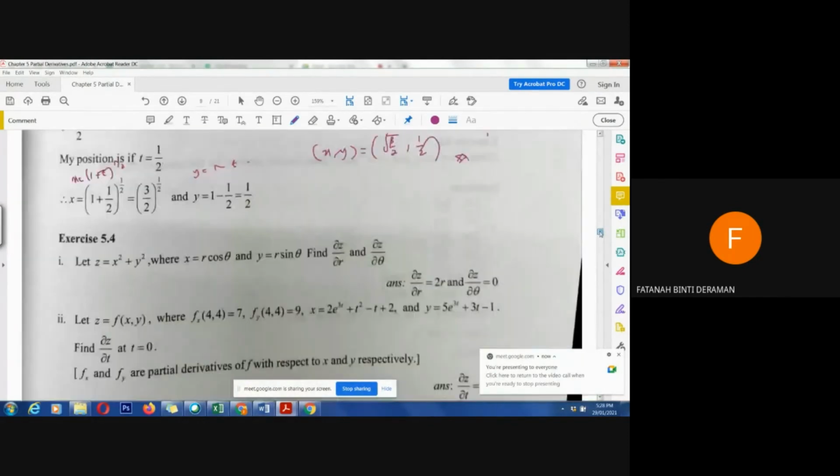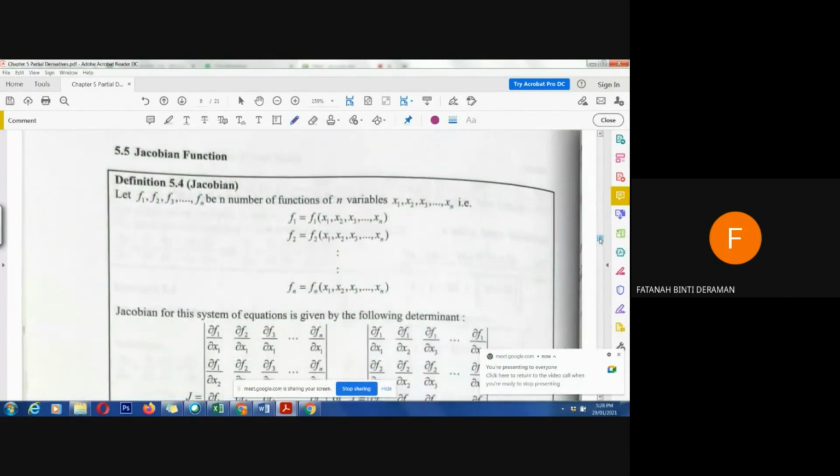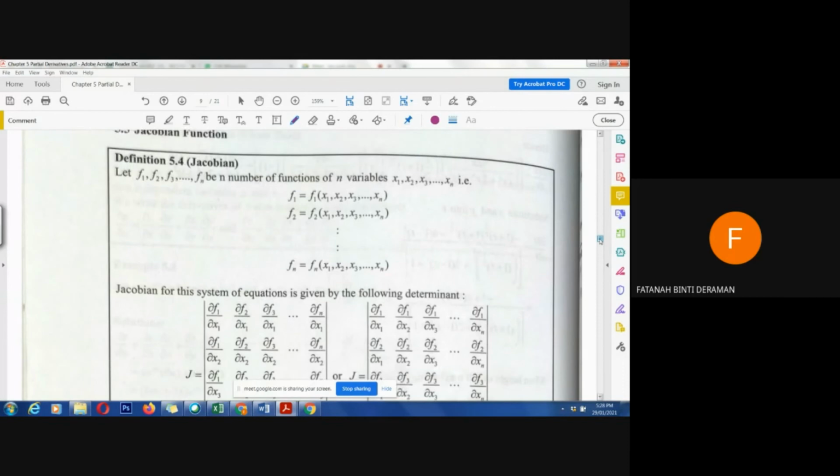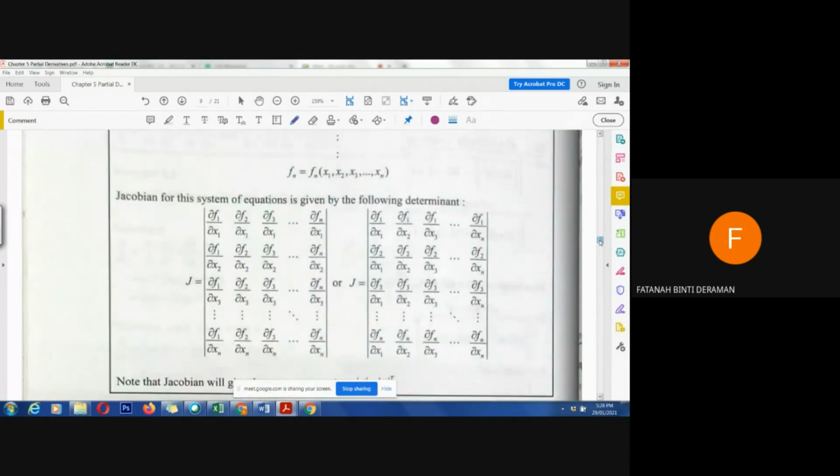Jacobian function. Okay, we have a few functions with n variables. What we have here, we make it into a Jacobian system of equations. It's more like matrices, right? So this is for the first function, second function, until the nth function. And in each function, we have n variables. For every variable, we need to differentiate with respect to that variable. This is S1, S2, S3, until Sn.